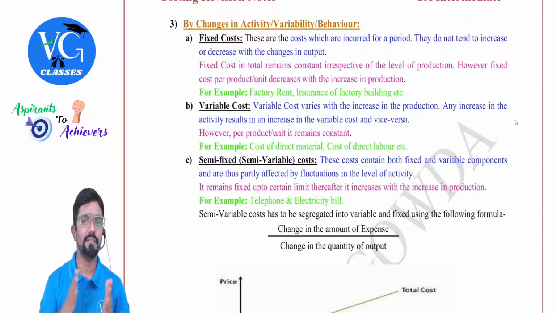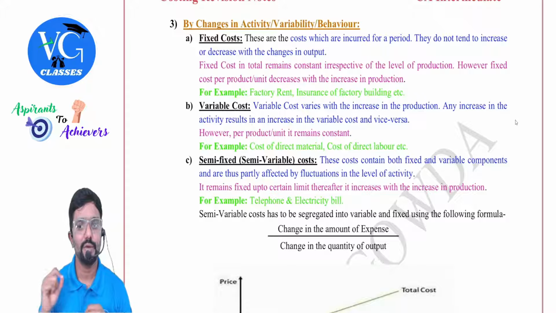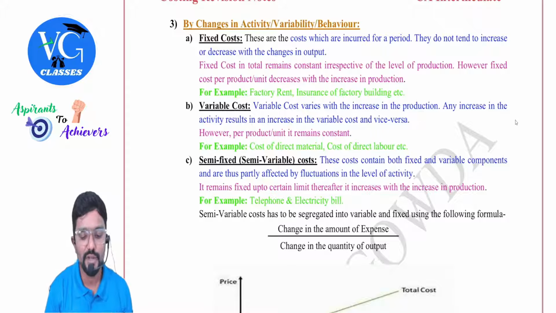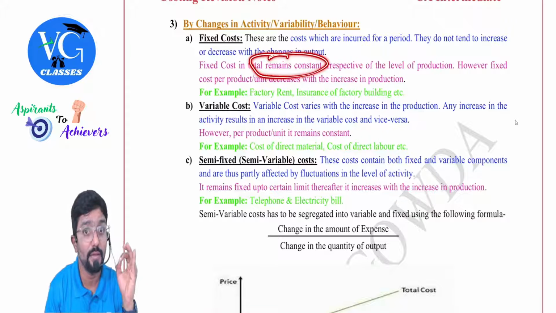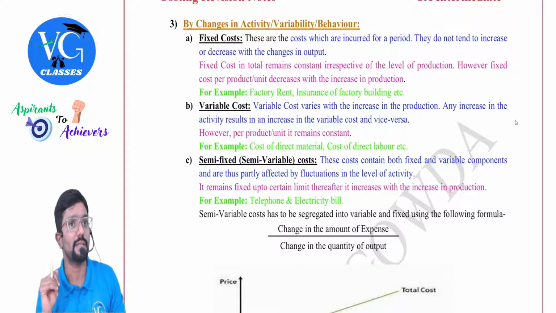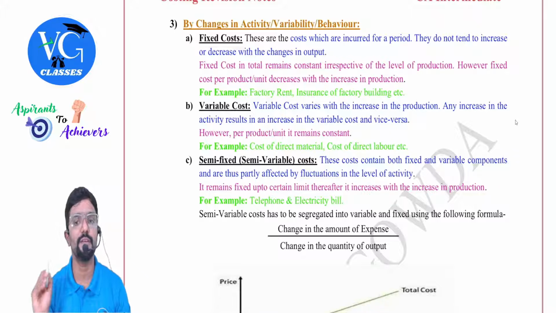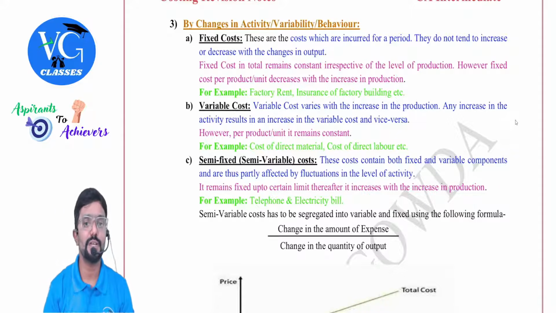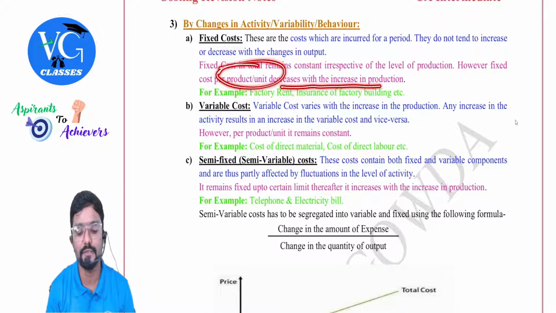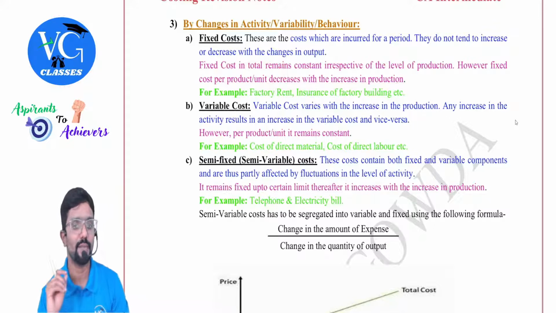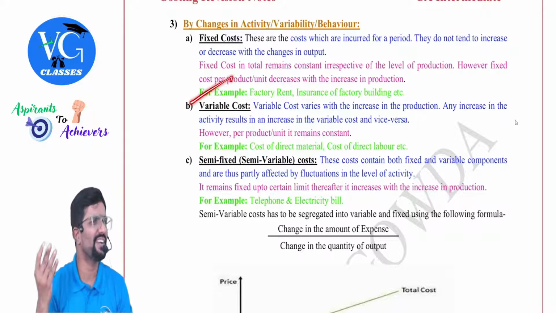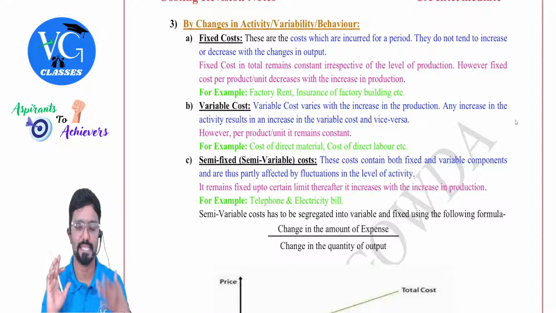Okay. By changes in activity, variability or behavior: fixed costs. These are the costs which are incurred for a period. They do not tend to increase or decrease with changes in output. They remain constant. Fixed costs in total, the wording is the same, please be careful. Don't simply write that fixed cost remains the same. Fixed cost in total remains constant, irrespective of the level of production. However, fixed cost per unit decreases with the increase in production. Examples: factory rent, insurance of factory building, etc. We can call all these indirect costs because they will always be indirect in nature.